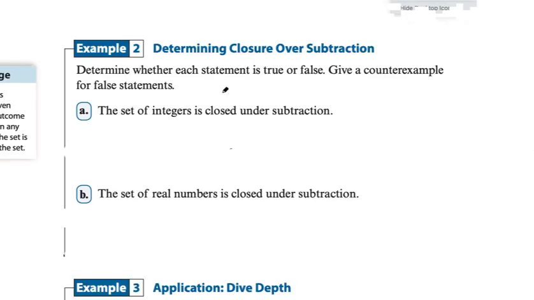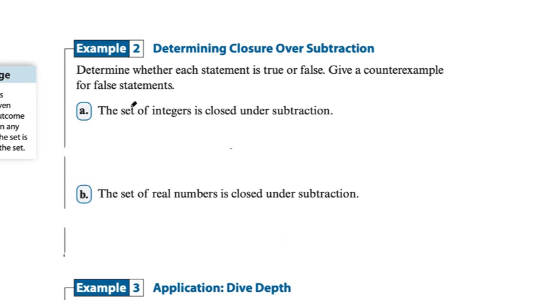So here in example 2, we're going to be talking about closure again. Remember when we talked about closure, the idea that if I do something to a set, then that operation will always produce elements that are in the set. If that happens, then we have closure. If we don't have that, then we don't have closure.